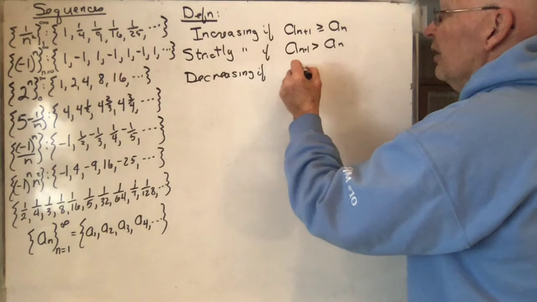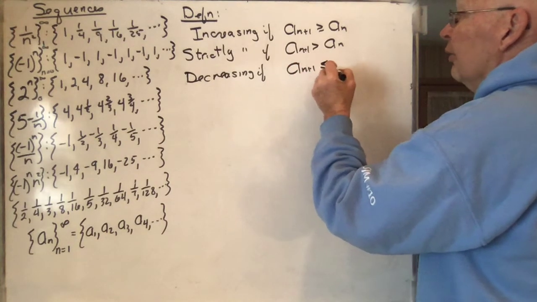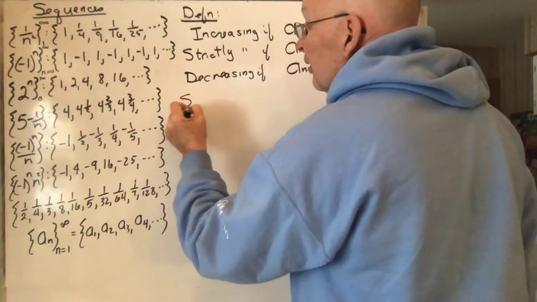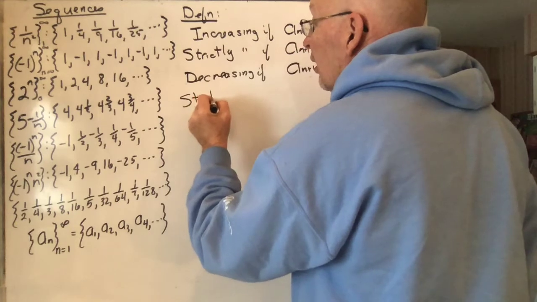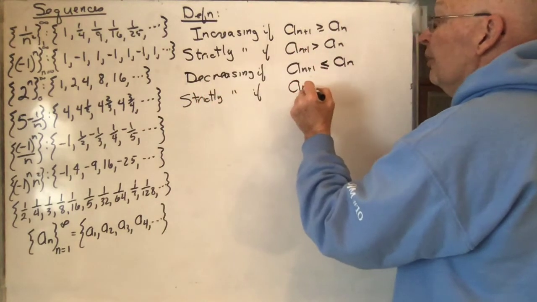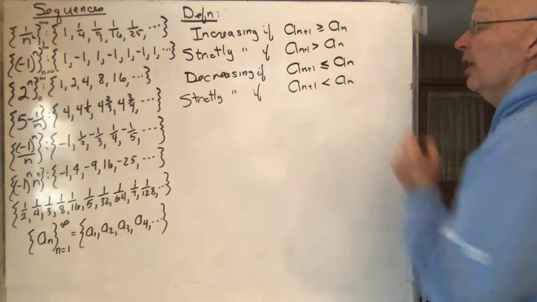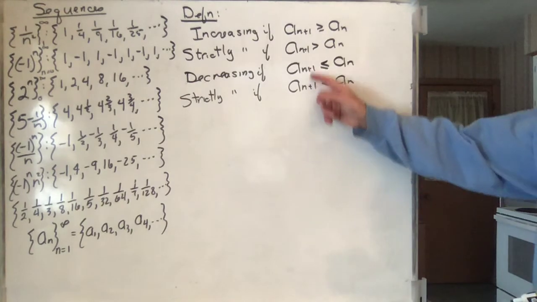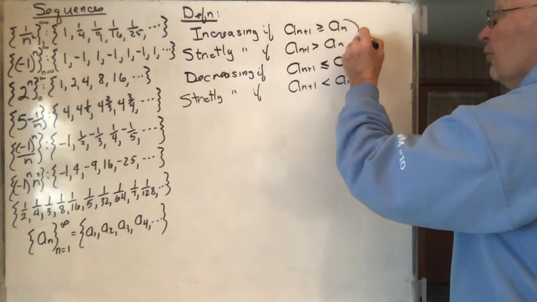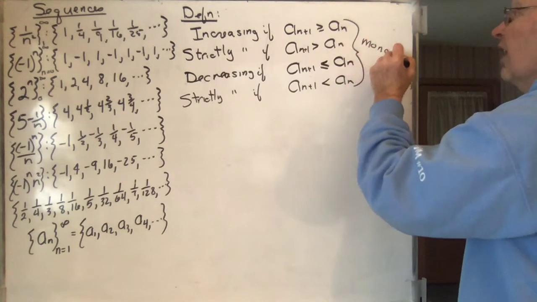Here we'd say a sub n plus 1 is less than or equal to the previous one. And then strictly decreasing, if a sub n plus 1 is strictly less than the previous one. So they're getting smaller as you go. Here they're getting greater as you go. Any of these are said to be monotonic.